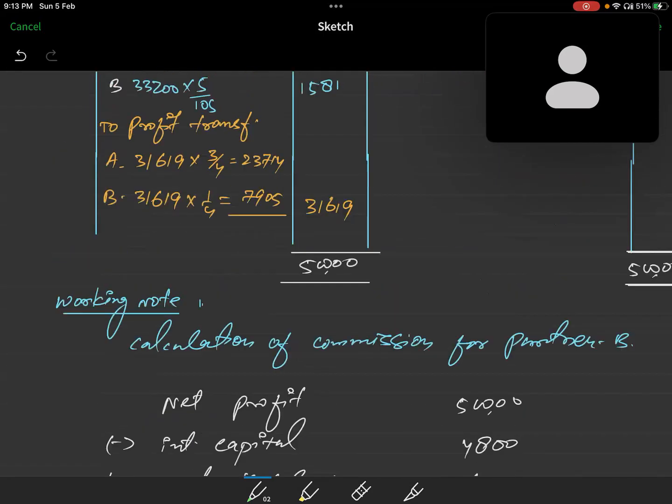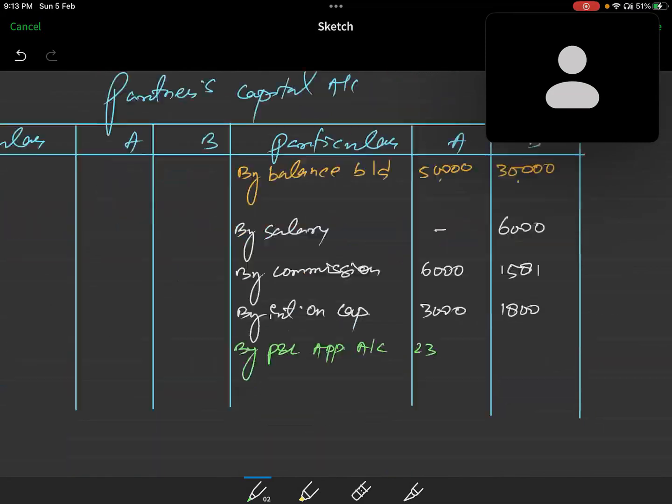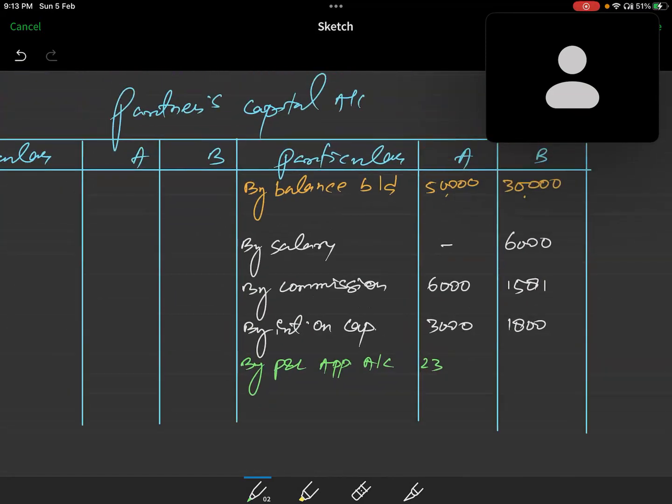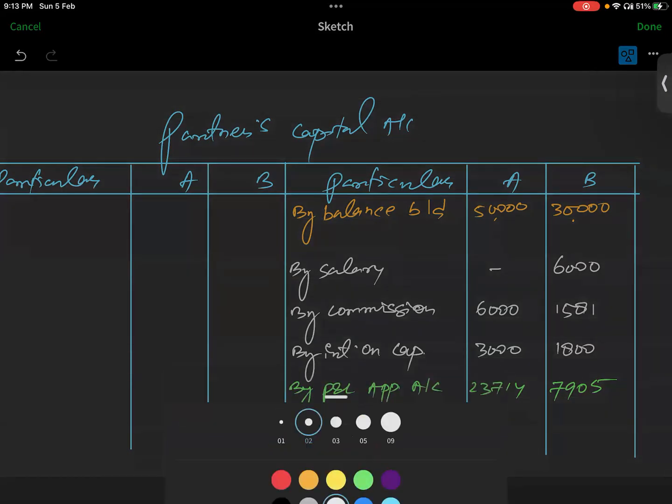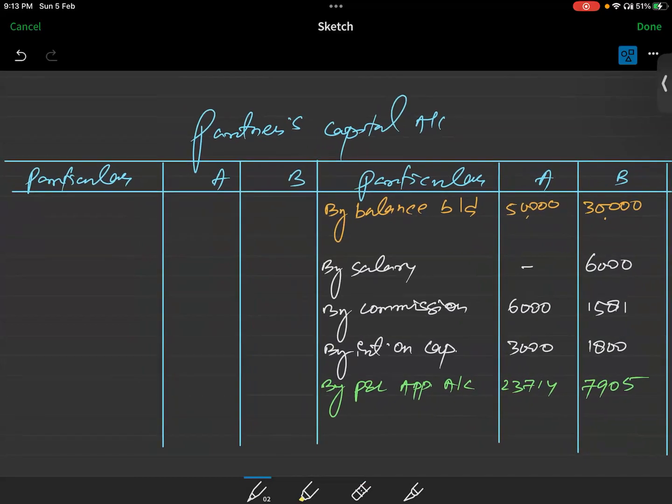Yeah, 23714 and 7905 will be transferred to the profit and loss appropriation account. Apart from this, the question further states that both the partners have withdrawn some amount from the firm as well. So that needs to be recorded on the debit side.